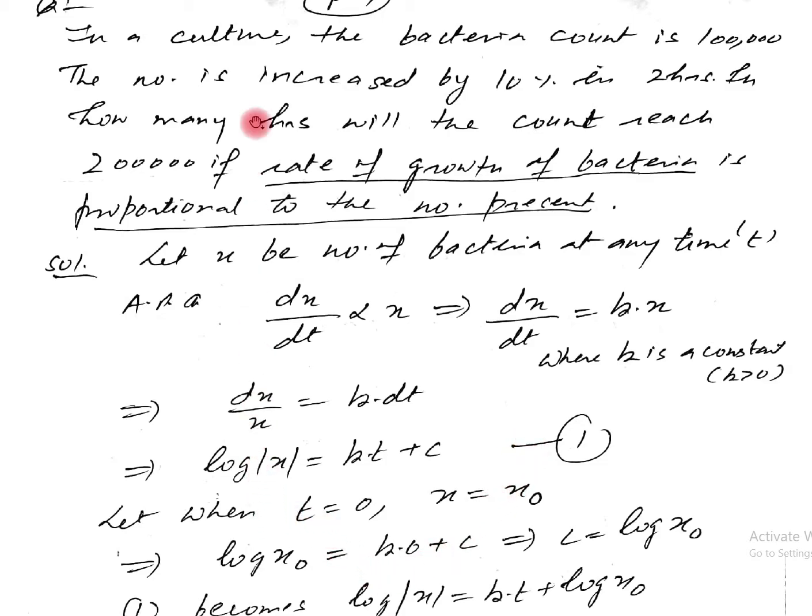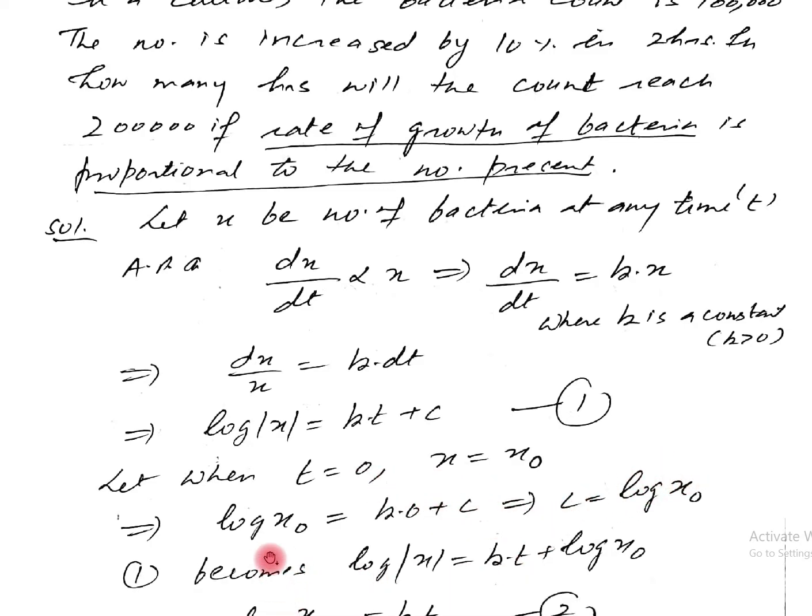We are supposing that initially, when t equal to 0, the number of bacteria is x equal to x naught. So we have taken x naught. Now putting x equal to x naught and t equal to 0, we are finding the value of c equal to log of x naught.